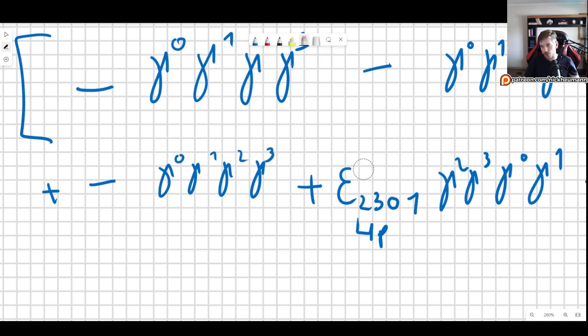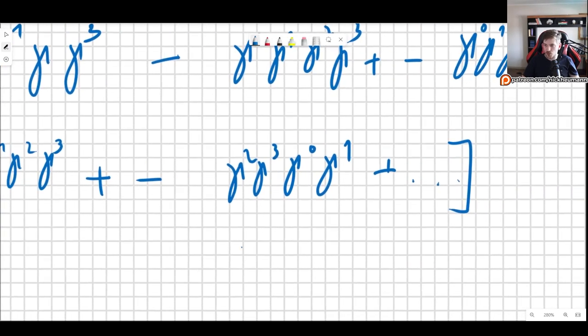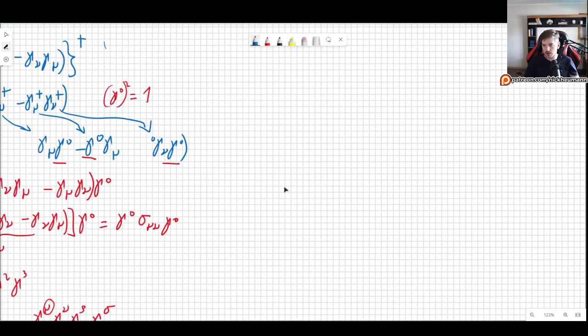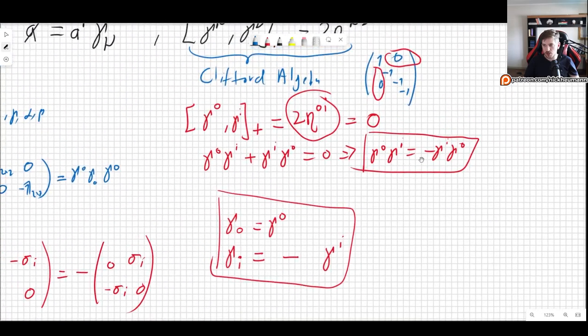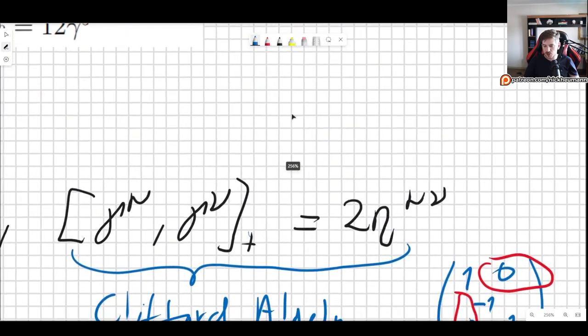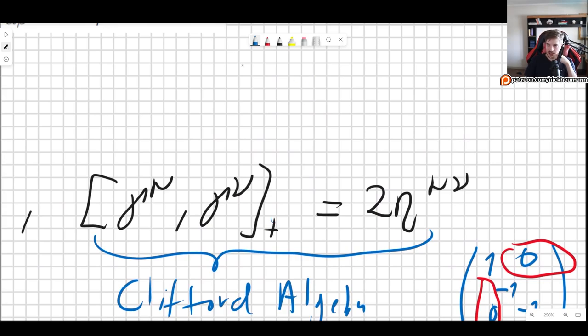Then we have four permutations. Now, four permutations means a minus sign in front. And now we want to commute. Let's see. So first, gamma 0, we have to move it twice. That gives us two minus signs. So we have gamma 0, 2, 3. But now we need to move gamma 1. So how does gamma 1 anti-commute with the other gammas? So let's ask our beautiful friend, the Clifford algebra.